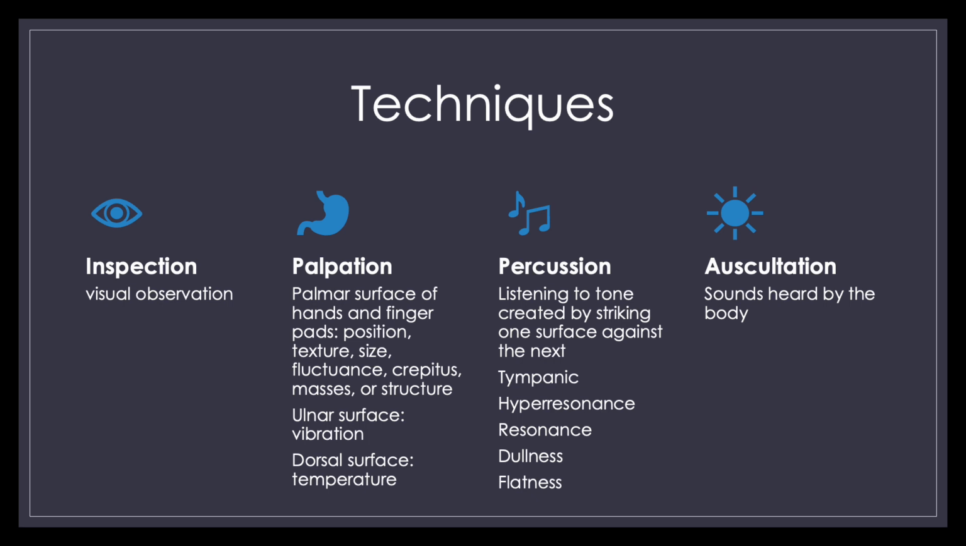Percussion is listening to the tone that is created by striking one surface against the next, and it's important to note what each of these are as well as what examples of them are. They include tympanic, hyperresonance, resonance, dullness, and flatness. And finally, auscultation, which is listening to sounds heard that the body makes in order to assess the quality of the sound, the type of sound, and what it may be associated with.